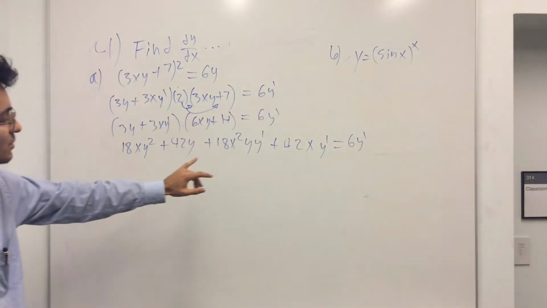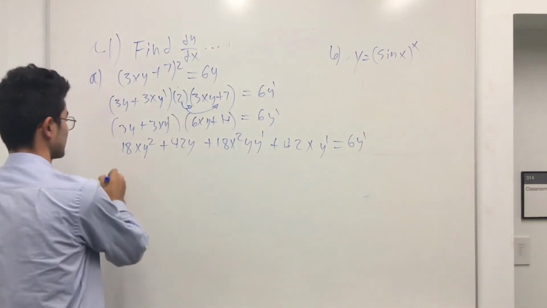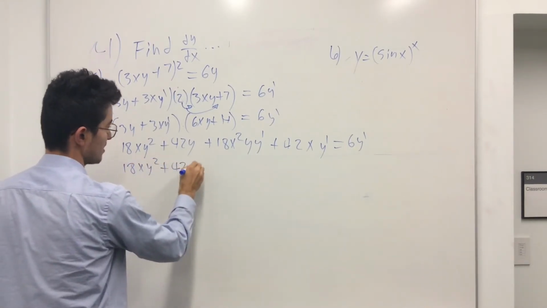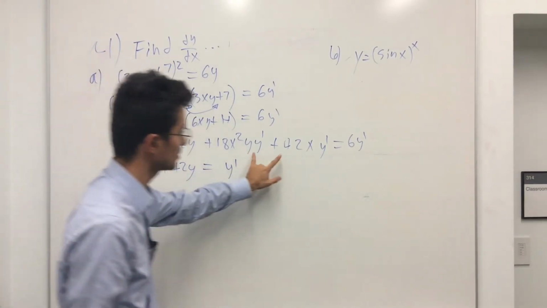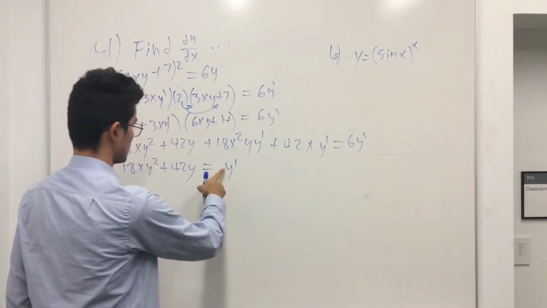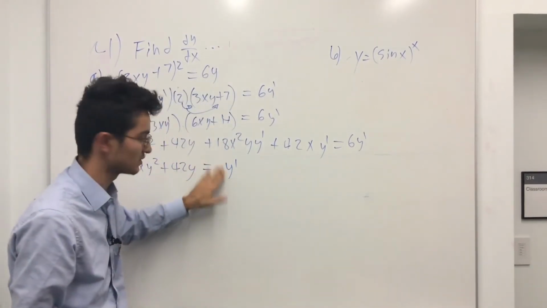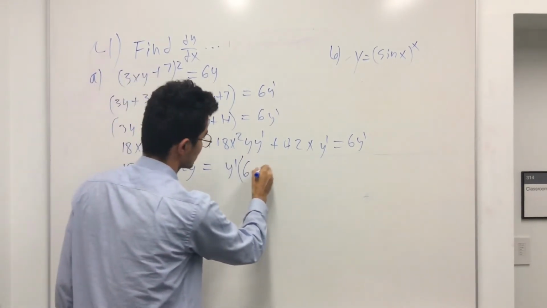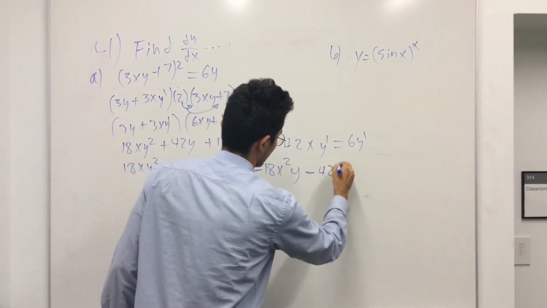And what we can do is bring all the y primes to one side and then just factor them out. So we're going to have something like this. We're going to have 18xy squared plus 42y equals, okay, we factor out a y prime and then we just subtract these two terms, put them on the outer side. So that's going to be y prime, right? So that's going to be 6y prime. Oh, but we're factoring it out. So just y prime times 6, right? Minus this. So minus 18x squared y minus this, which is 42x.